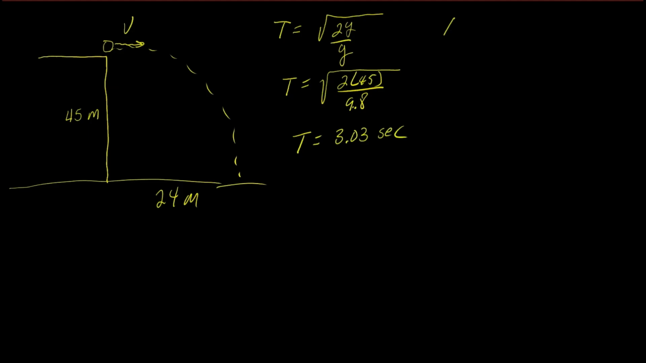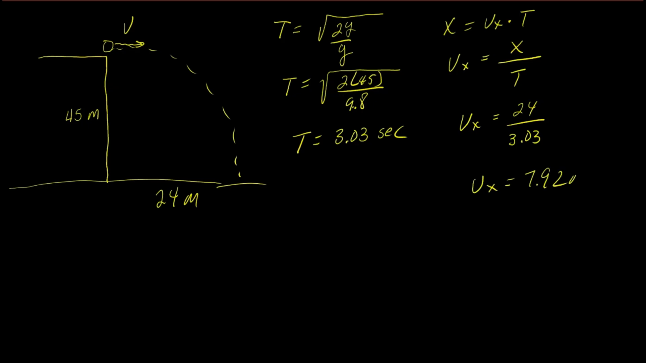I know that x is equal to the velocity along the x-axis times time. I'm looking for velocity x, so velocity x is going to equal the displaced distance divided by time. So the velocity along the x is going to equal 24 divided by 3.03. So velocity along the x-axis is equal to 7.92 meters per second.